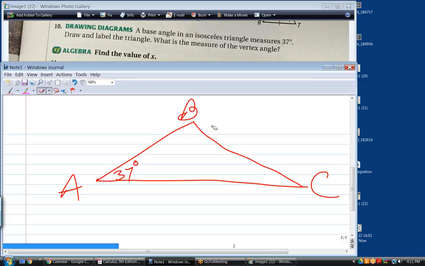So this is one of those definitions that you don't really need to memorize because you can always figure it out. Is B 106 degrees then? Well, let's see. That's 37, 74, 106 is correct. Okay. Awesome.